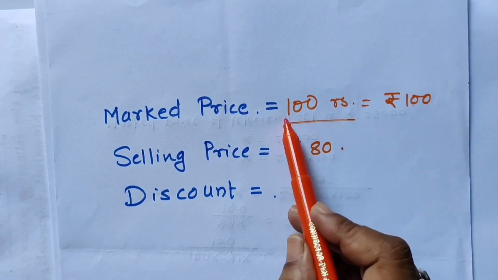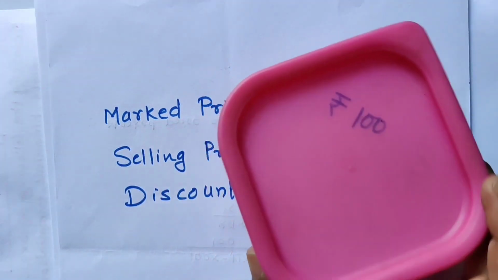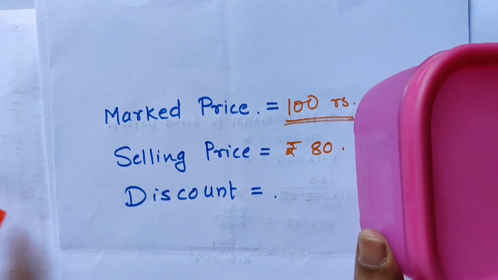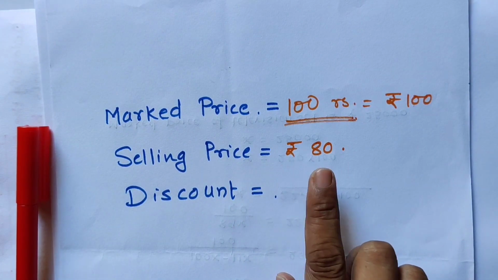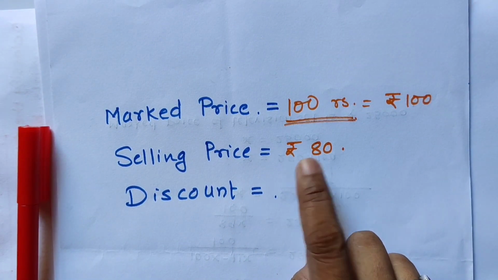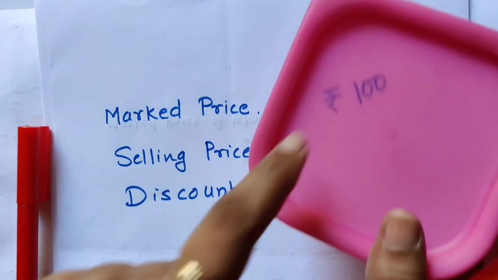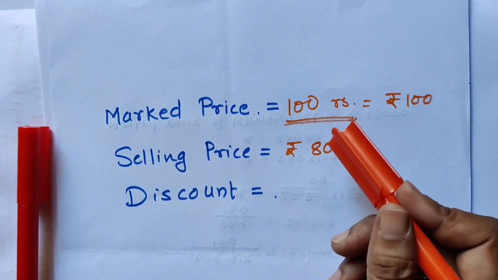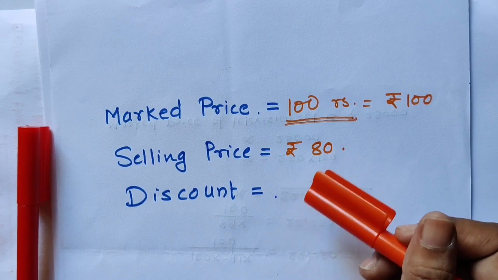Marked price is the price which is printed on that particular commodity. So for this box, the marked price is rupees 100. But when the shopkeeper sold it to us at rupees 80, when the shopkeeper sold that particular commodity to the customer, that is the selling price. Are you understanding? Marked price is the price printed on this, and the selling price is the price at which the shopkeeper sells us that particular commodity.